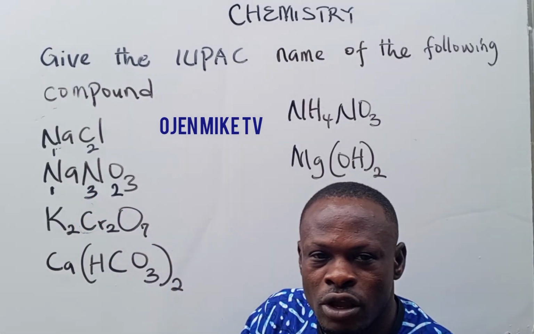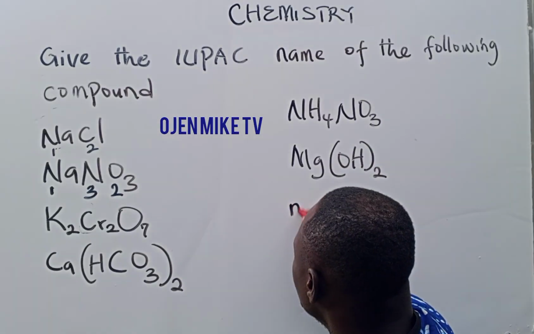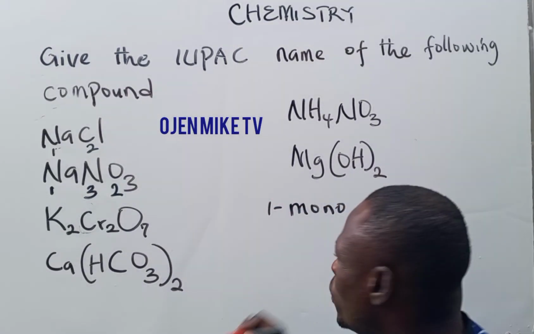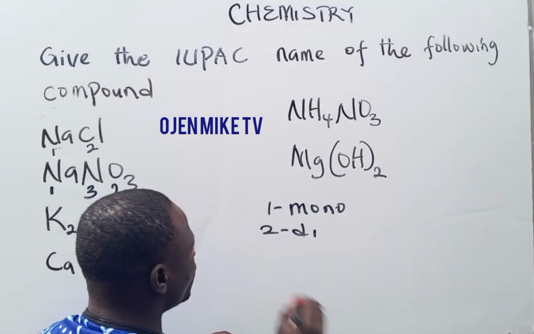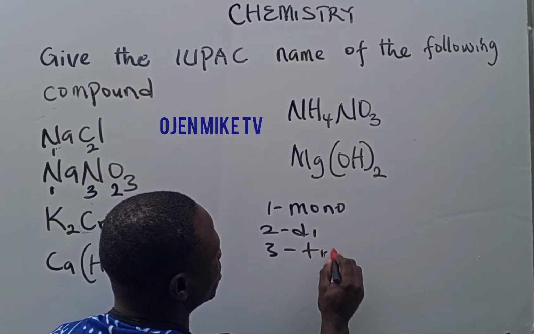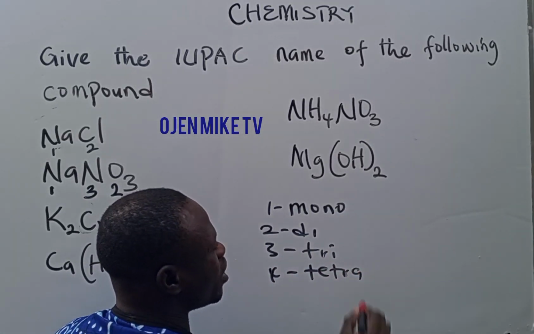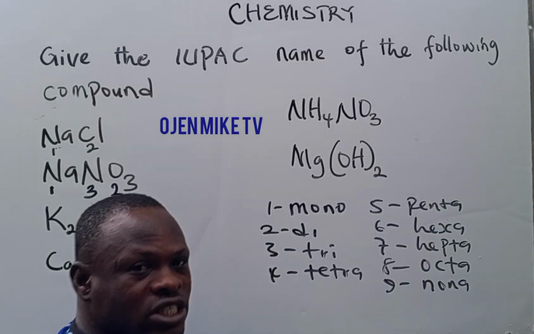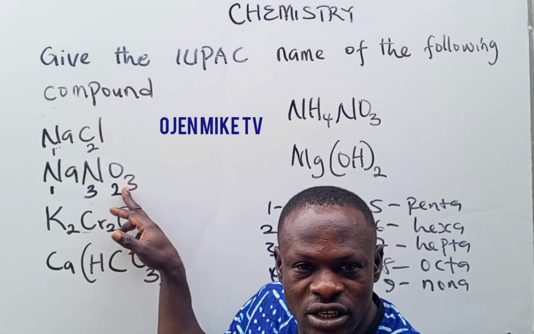Now remember, when oxygen is 1 in a compound, you call it mono. 1 is mono. When oxygen is 2, you call it what? Di. When oxygen is 3, you call it what? Tri. Oxygen is 4, you call it what? Tetra. Then nona, all right, 10, and you call it deca. So now in the case of this one, oxygen are what? At 3. Do you get that?